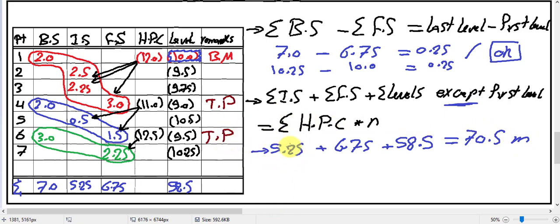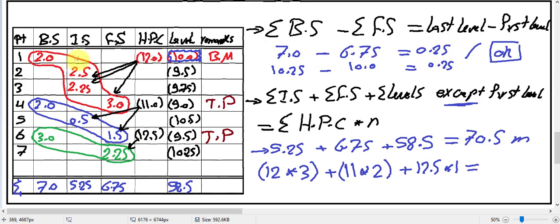The right hand side of the equation is summation of HBC times the number of its uses. The first HBC is 12. We used this HBC to find the levels of points 2, 3 and 4, so we use it 3 times. Plus the HBC of the second setup, 11. We use it to find the new levels of points 5 and 6. And the HBC of the last setup is 12.5, and we use it once.